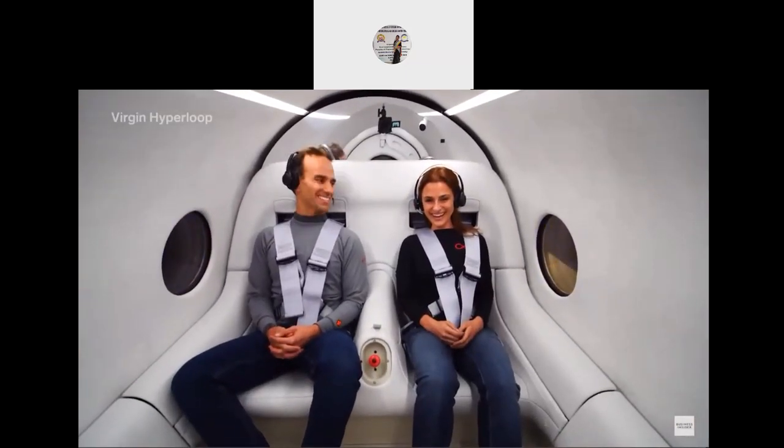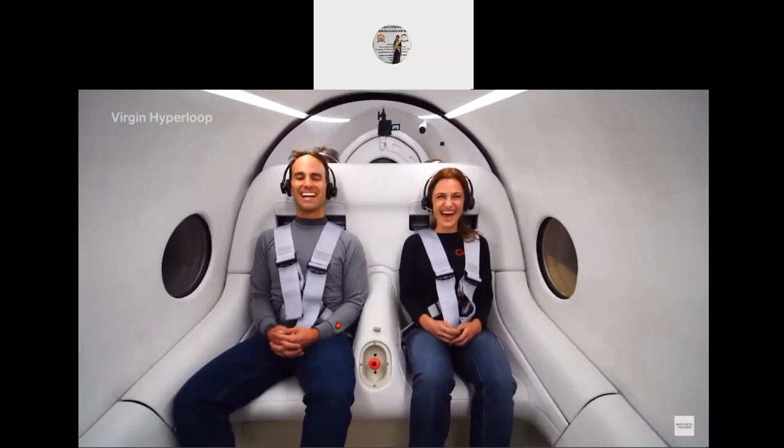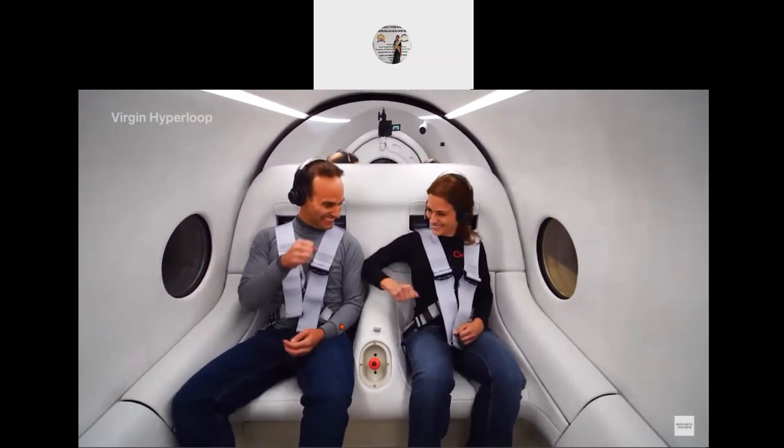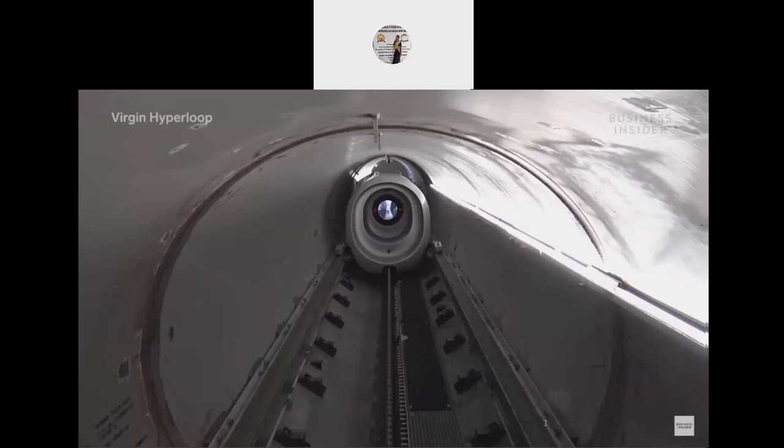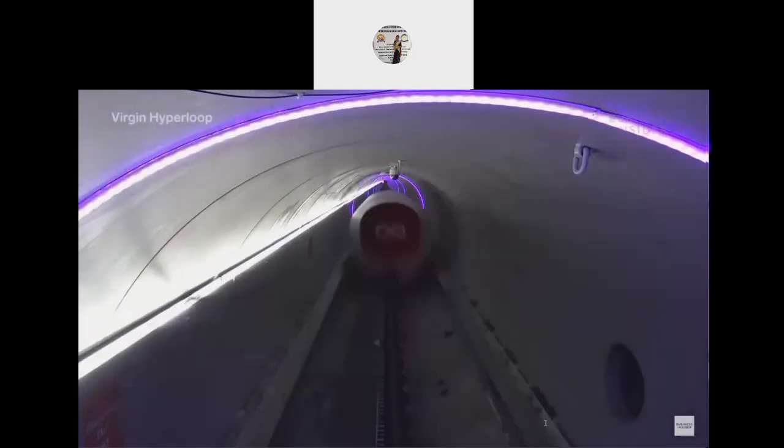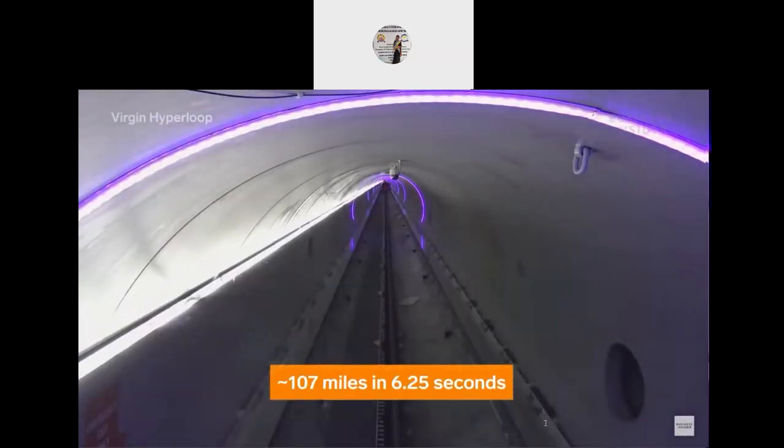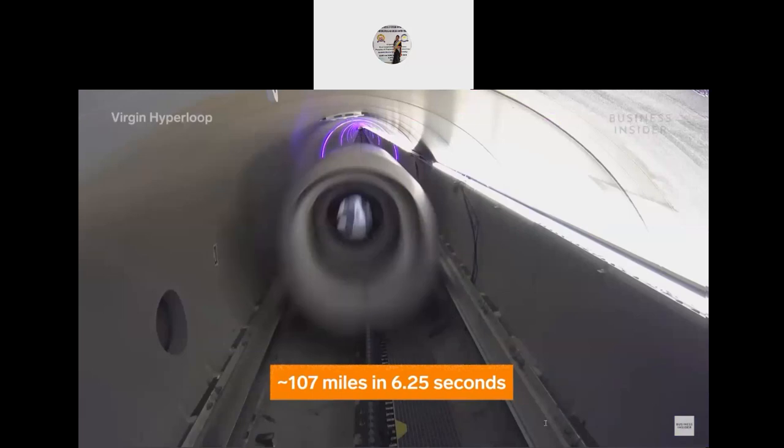In November 2020, Josh and Sarah from Virgin Hyperloop became the first people to ever ride a Hyperloop. The two-seat prototype Hyperloop traveled 500 meters, reaching 172 kilometers per hour within 6.25 seconds.